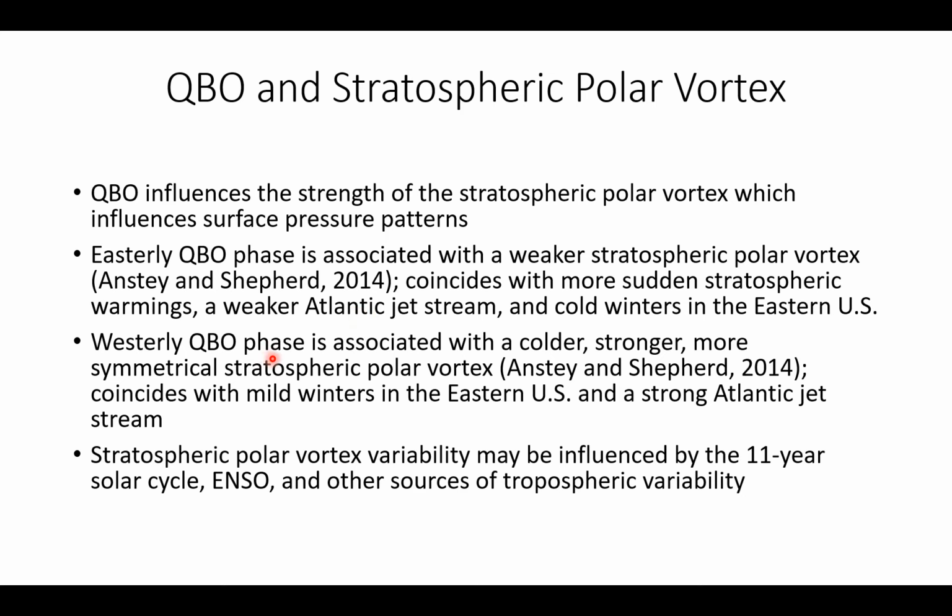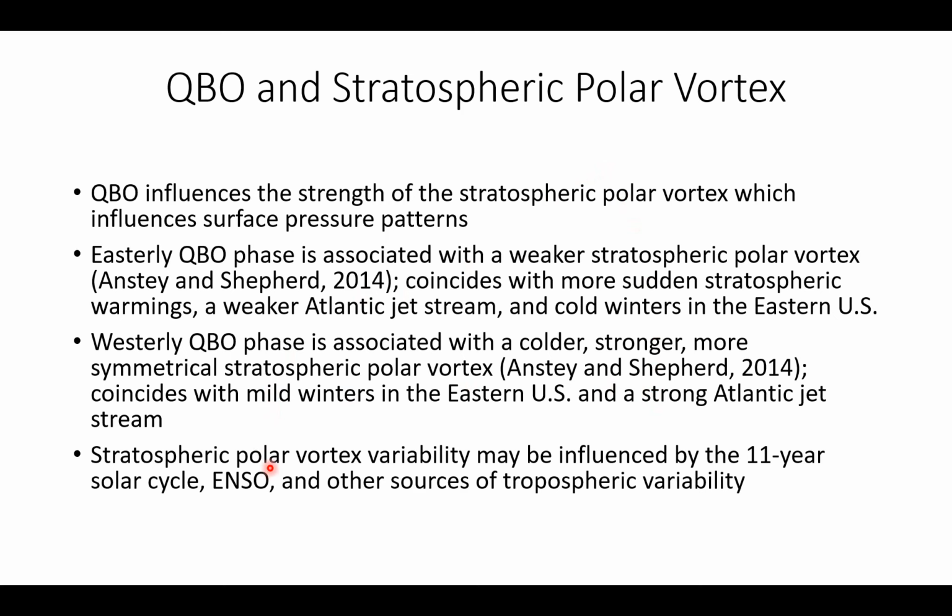Whereas you get a westerly QBO phase, that's going to be associated with opposite effects of the easterly phase. So westerly QBO phase, think colder, stronger, more symmetrical or circular shaped stratospheric polar vortex. That's the same research paper, Anstey and Shepard in 2014. And whenever you get the stronger, colder temperatures in the stratosphere, stronger polar vortex, more symmetrically shaped, it coincides with milder winters in the eastern U.S. and a stronger Atlantic jet stream.